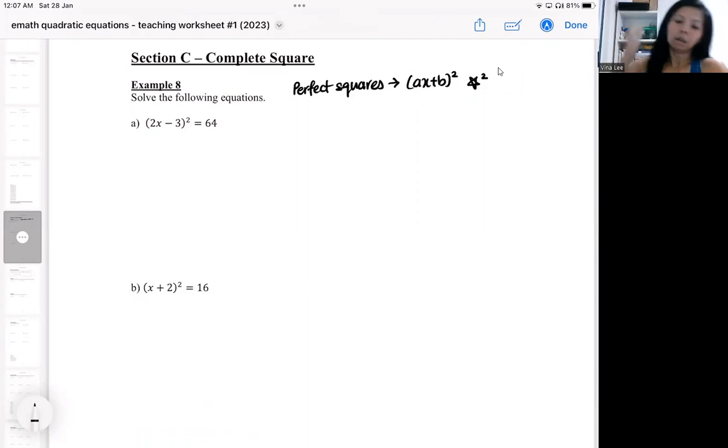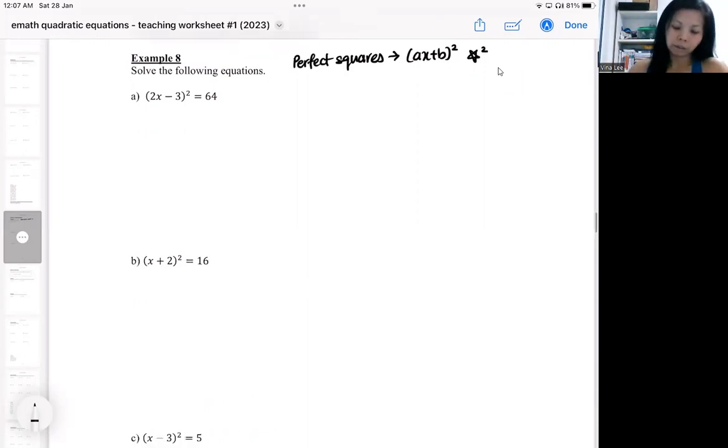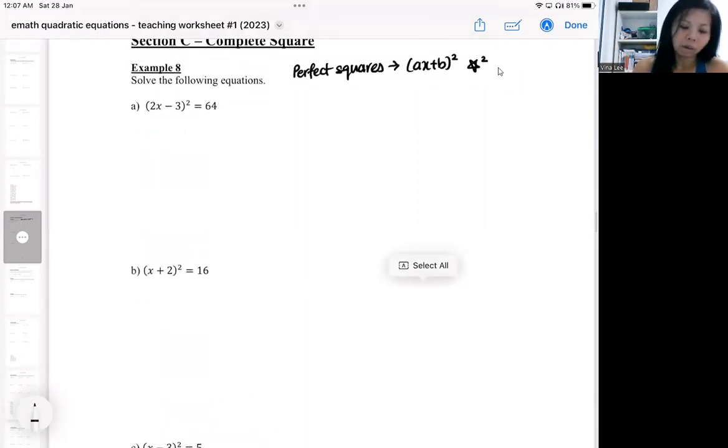If you look at the three questions in these examples, all of them are in a perfect square format. When an equation is in this perfect square format, you can solve it without expansion.